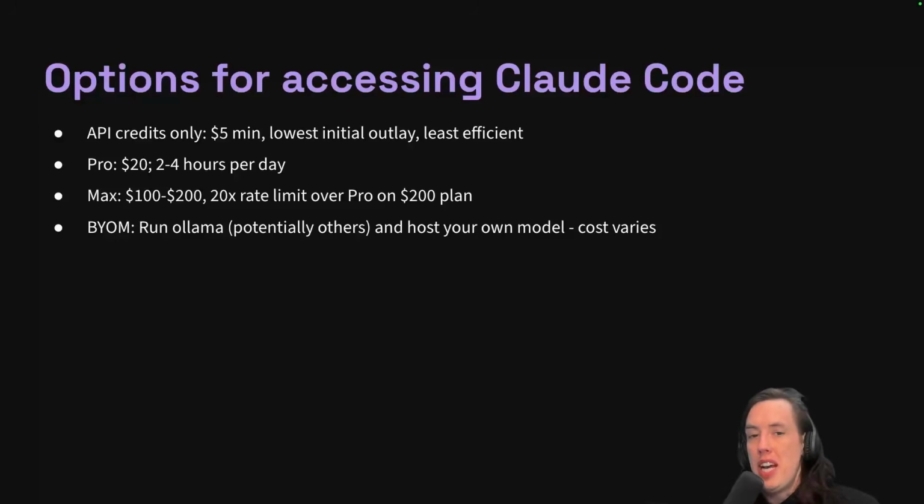But if you're going to use it at all past that, I would really recommend signing up for Pro. Pro is $20 a month, and you should be able to get a solid 2 to 4 hours per day out of it. So if you're working on a personal project or experimenting, this should work great for you. Max has two plans at $100 and $200 price points. And the $200 plan gives you about 20 times the rate limit over Pro, which is the most efficient per token cost, assuming you use it enough. But doing so will probably be an all-day effort.